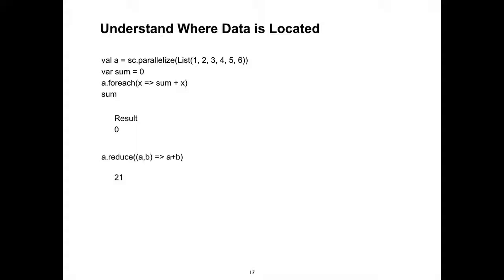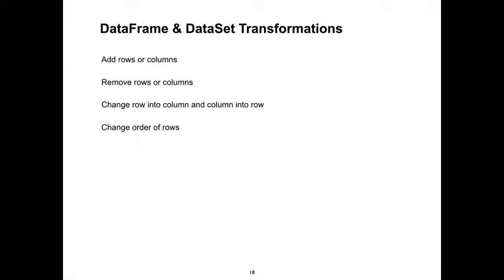So don't forget this slide. Let's look at data frames and data sets. We can add rows and columns, we can change the order of columns, we can modify columns. We can add new columns, but we can't modify existing ones, because data frames and data sets, RDDs, are immutable.